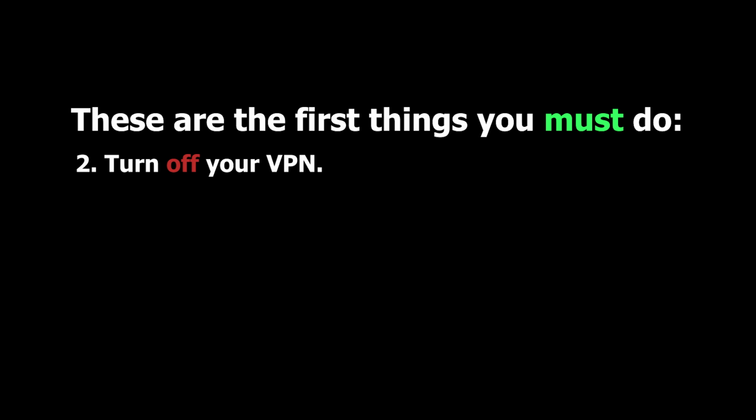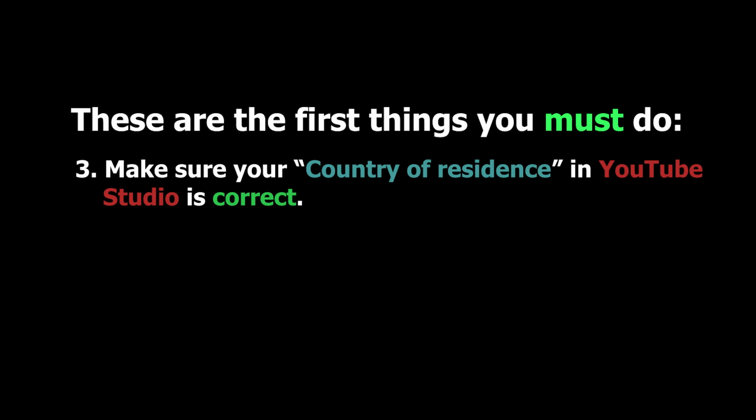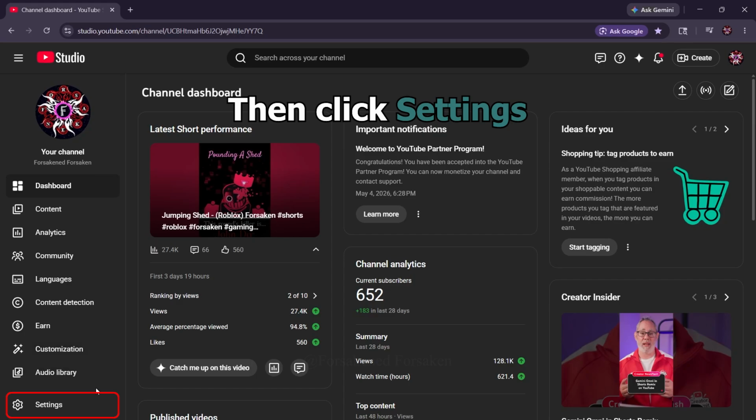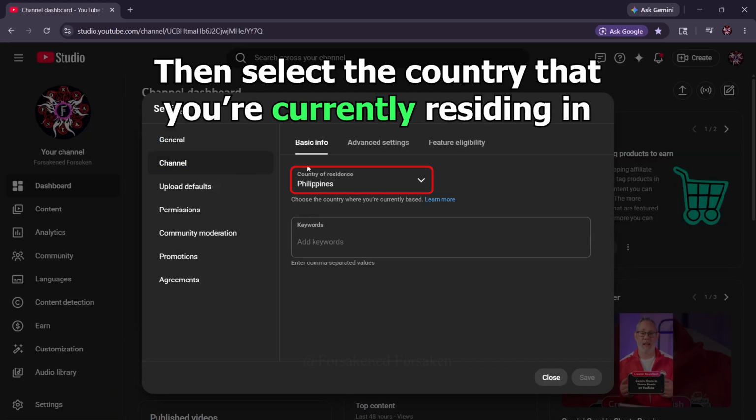2. If you have VPN on, turn it off. A VPN may mess up the verification process. 3. Make sure your country of residence in YouTube Studio is correct. Go to YouTube Studio, then click Settings. Pick Channel, then select the country that you're currently residing in.